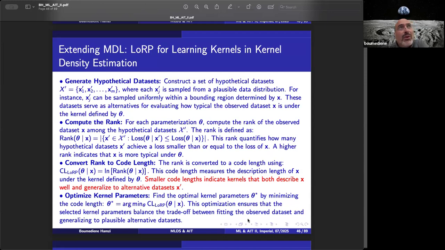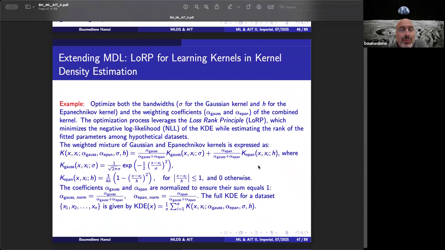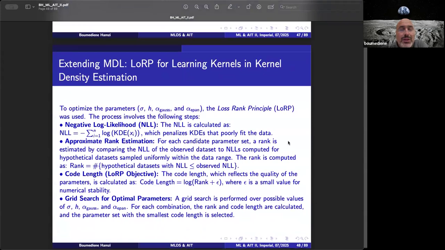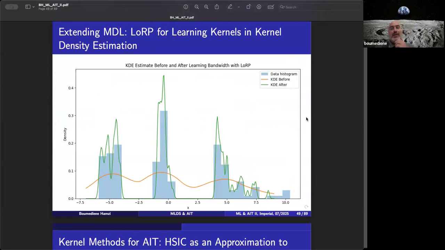We did it through grid search, but it can also be done through gradient descent. We did it for this smaller example, but I think there is much more work that can be done here, just trying to learn the coefficient of this kernel. We used the same procedure and took different parameters. We had a grid search, and then we noticed, for example here, KDE before learning the kernel versus KDE after learning the kernel.